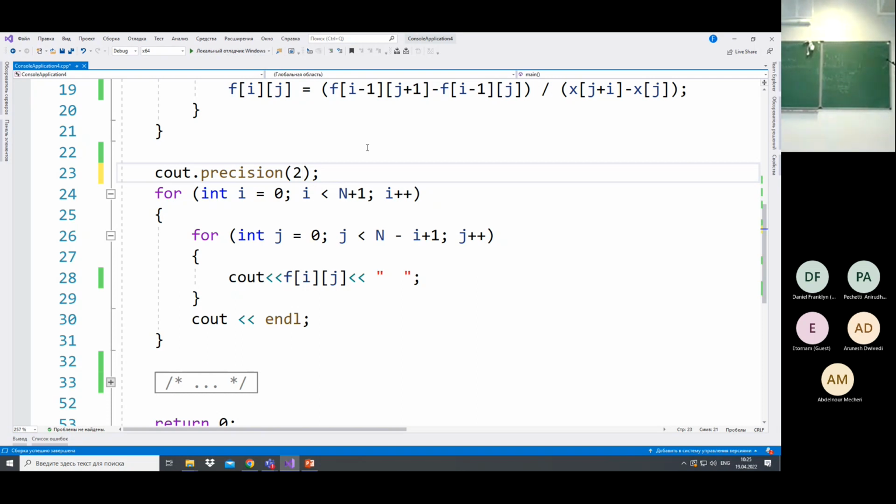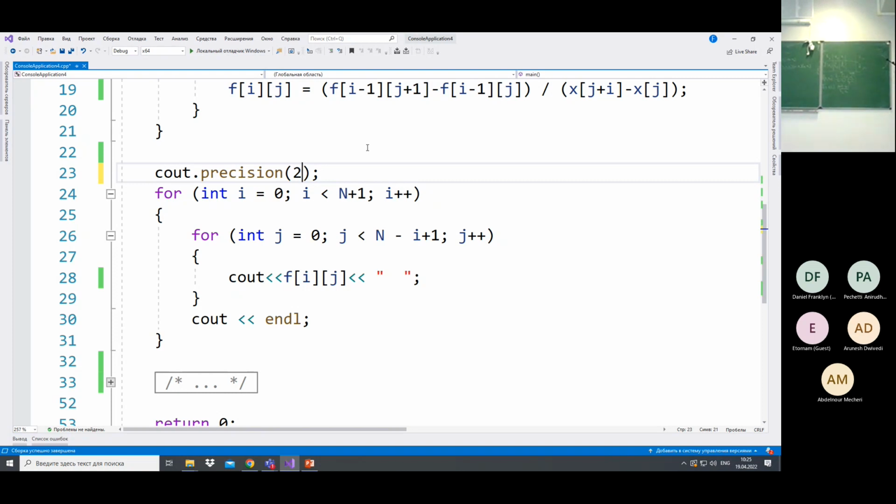When you put these arrows, it means that you output something to the output stream, something to the screen. Here you output the end of line symbol. Here you output space. Here you output the value.